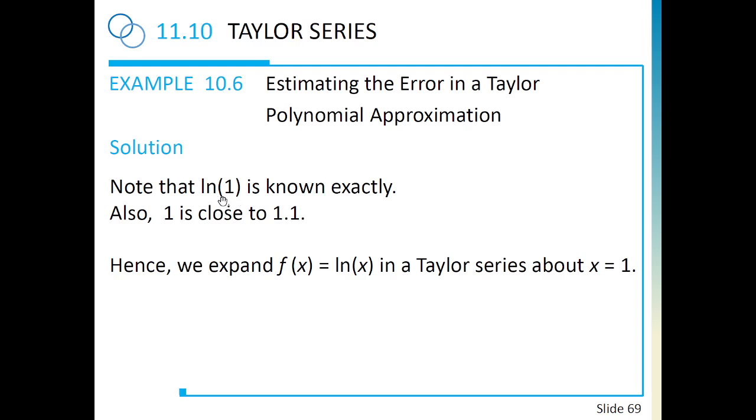Obviously log 1 is 0, right? So there is nothing special there. The reason I chose 1 is because it's close to 1.1. I was asked to estimate ln at 1.1. So that's why I chose 1, because I know how to evaluate ln at 1 and its derivatives also.